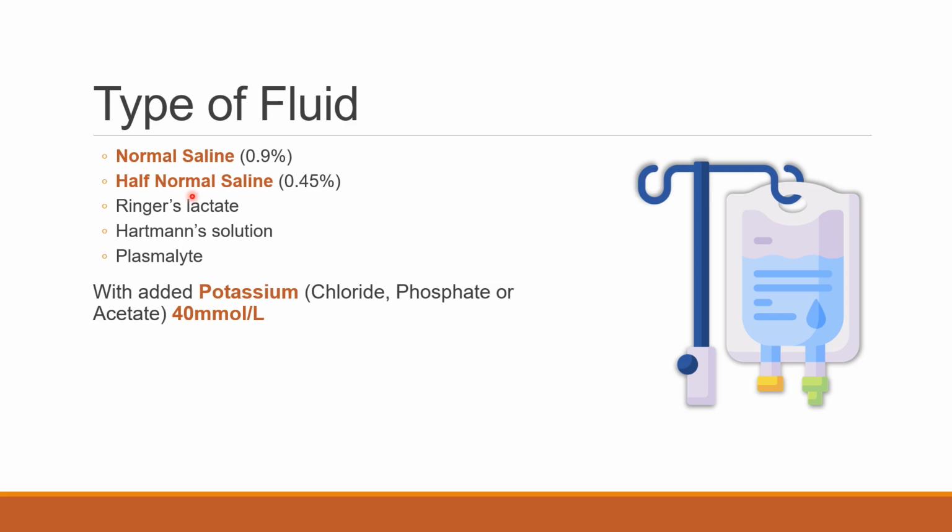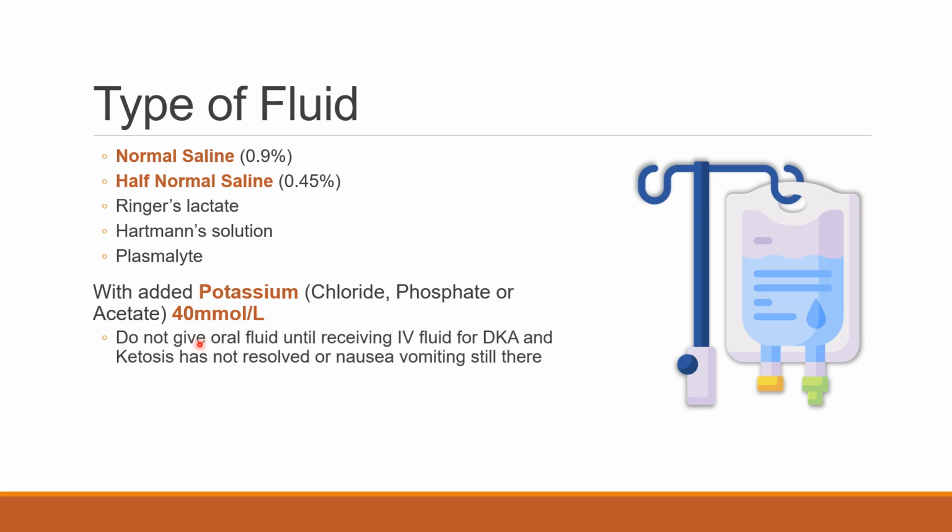That's why in our IV fluid we always add potassium at 40 millimole per liter. 40 millimole per liter of extra potassium is added. We have to keep in mind that we should not give oral fluid while the patient is receiving IV fluid and there is presence of ketosis or nausea or vomiting. And if the patient develops gastroparesis due to hypokalemia, we have to place a nasogastric tube, otherwise there will be development of nausea and vomiting, which will further lead to dehydration, which will further aggravate the diabetic ketoacidosis.